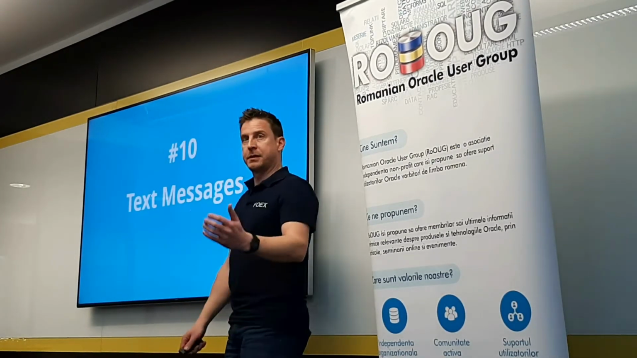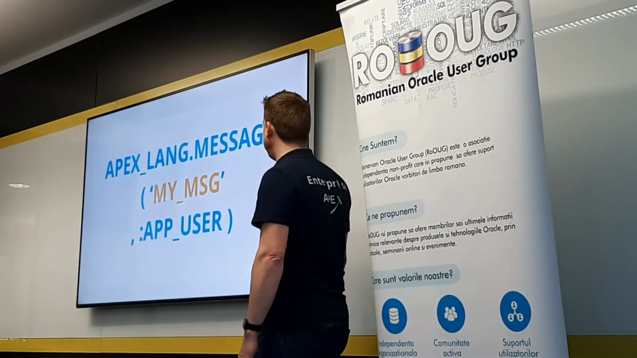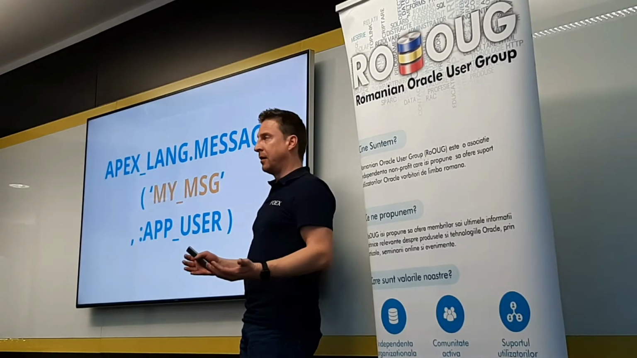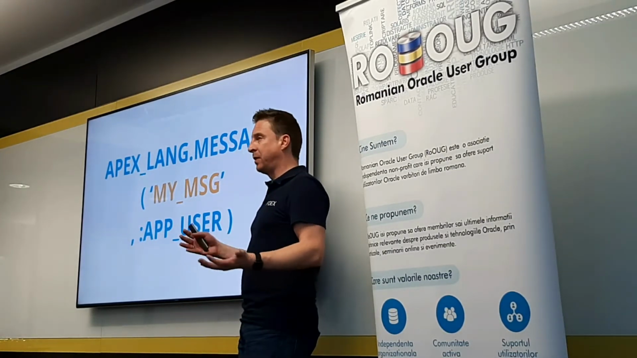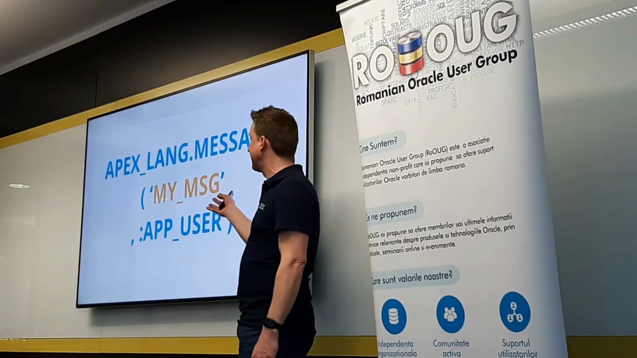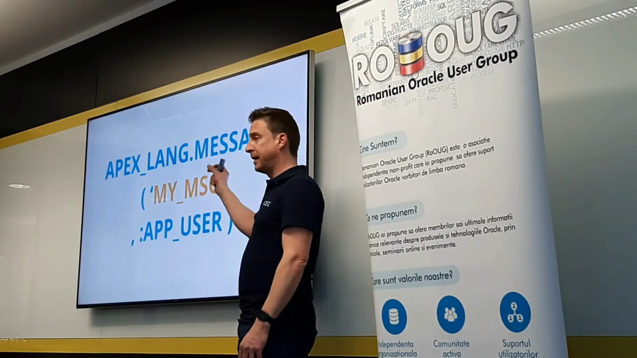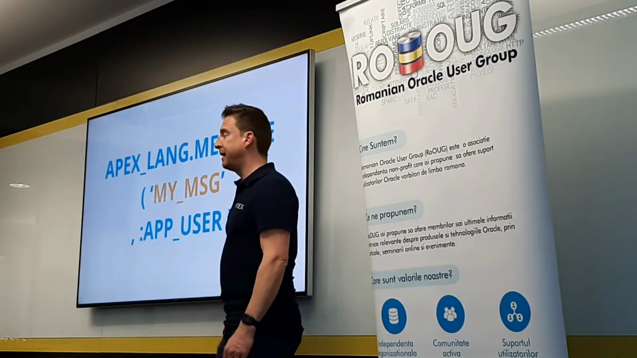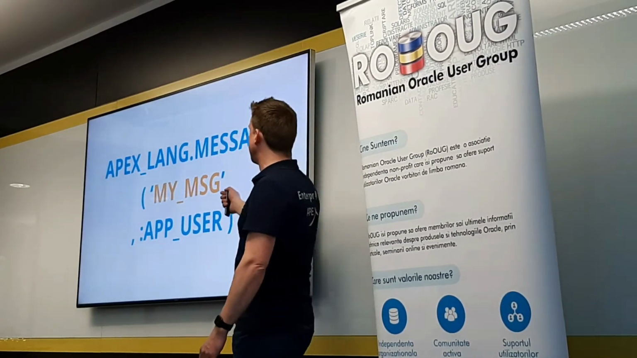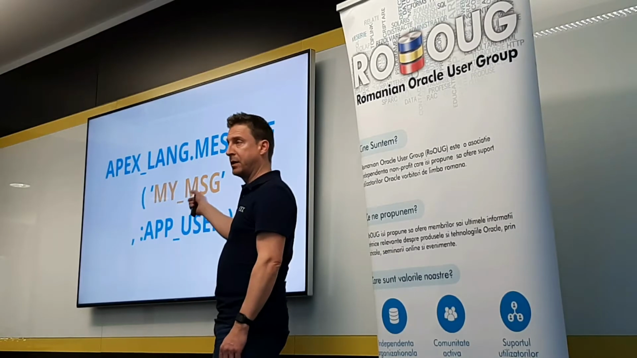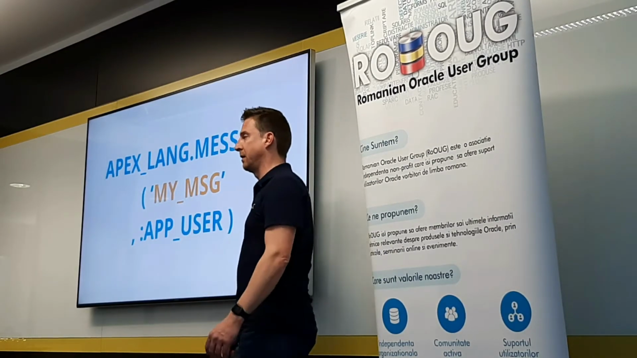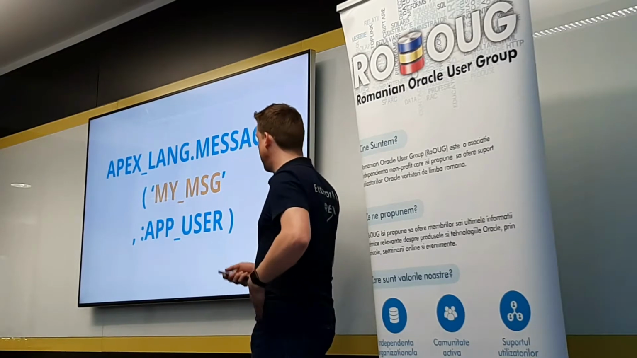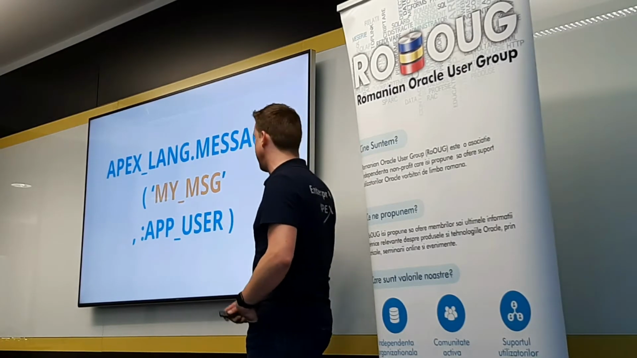Text messages, we had one before. Text messages were invented to have the ability to translate text and have a translatable text to be used in code. So there's the pure SQL API, APEX_LANG.MESSAGE, you specify the message name and it returns the defined text, depending on the current language of your application. That's pretty neat. It's been there since forever.